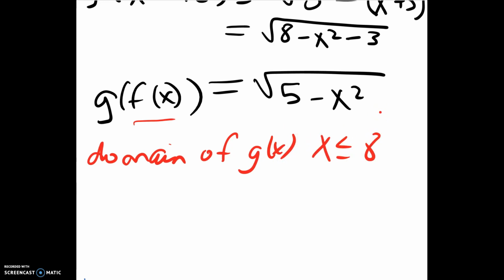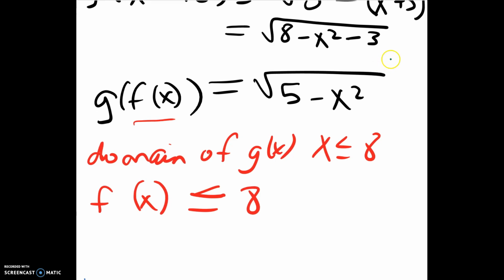And because we are now using a different function, we're putting it into g, we still have to consider that original domain of g, okay? But also we know that this means f of x has to be smaller than or equal to 8. So there are a couple of ways that you can do this to find the domain of the composite function. They're actually kind of similar.